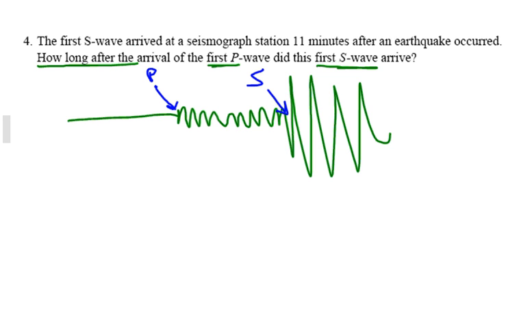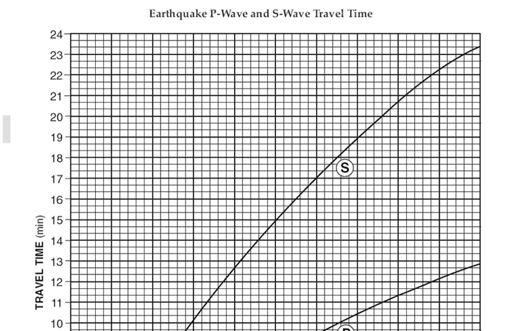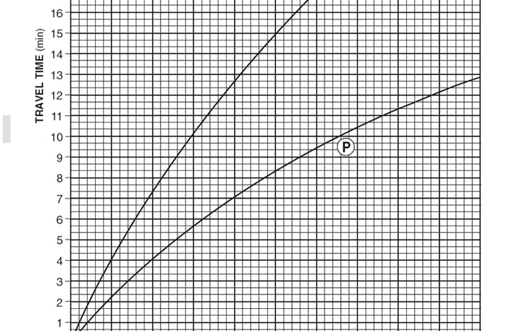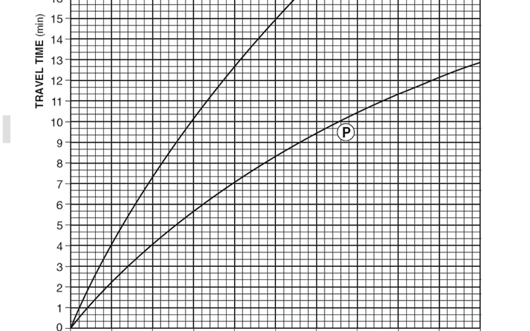All right, they say that the first S wave got there 11 minutes after the earthquake. So 11 minutes after the earthquake. See, the earthquake happened, and 11 minutes later, the S wave got there. Let's see what that looks like on our chart. So after the earthquake, 11 minutes later, the S wave gets there. So travel time is over here on the y-axis. All right, and what was the travel time of the S wave? Was 11 minutes. So we draw a line, 11 minutes to the S wave. So this is the point.